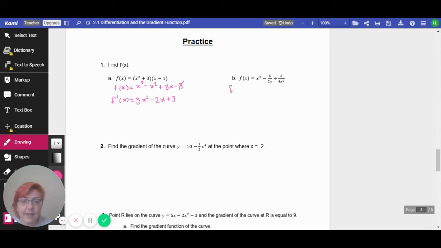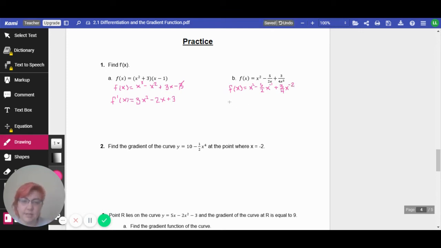I'll rewrite this. F of x equals, x squared is going to stay the same, minus, I'm going to write 5 over 2 as my coefficient, and that is x to the negative 1, bringing it out of the denominator, plus, I've got 3/4 as my coefficient, and then x to the negative 2, bringing that out of the denominator.